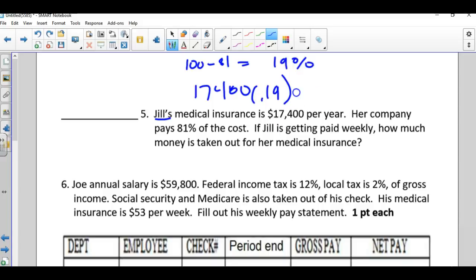that's going to give me $3,306 per year, all right? Remember now, this is the yearly amount. This is the per year. So he pays 19% of this per year.